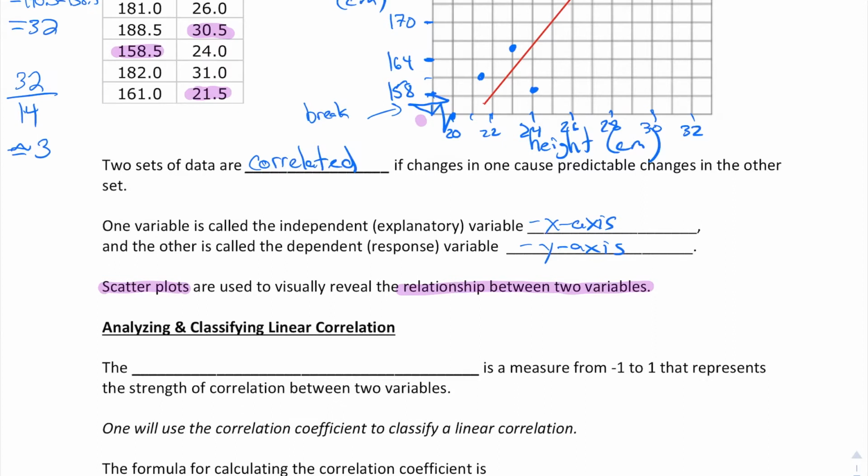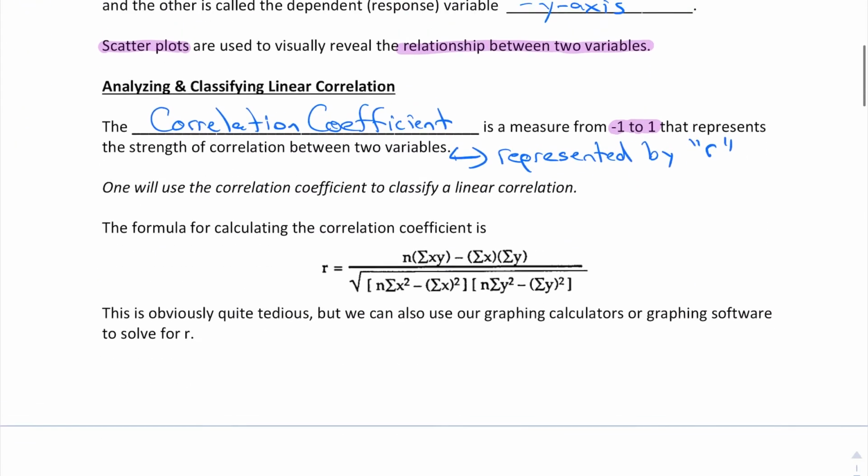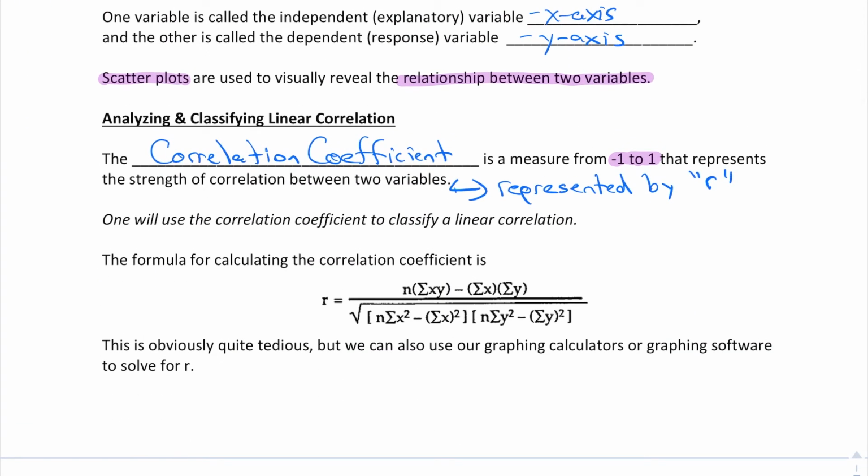One way to measure the strength of how correlated two things are is to use what's called the correlation coefficient. This should be new for most people. It's a variable represented by R, and it's a measure that goes from -1 to +1, where -1 would be a negative relationship and +1 would be a positive relationship.